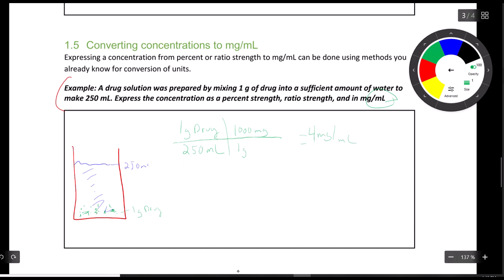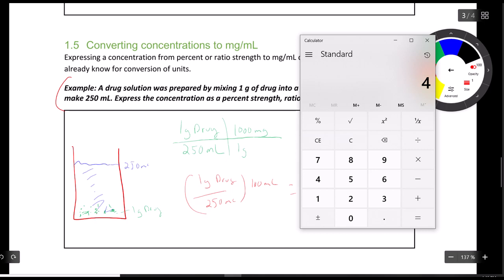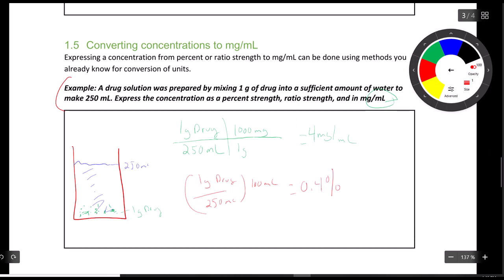Well, percent strength we can do by saying we've got 1 gram of drug in every 250 mLs. How much if I've got 100 mLs? The 100 divided by the 250, we get 0.4%. Percent is out of 100. So how many grams is there out of 100? Well, there's 1 gram at 250, there's 0.4 in 100.